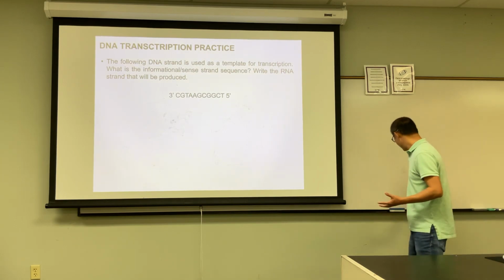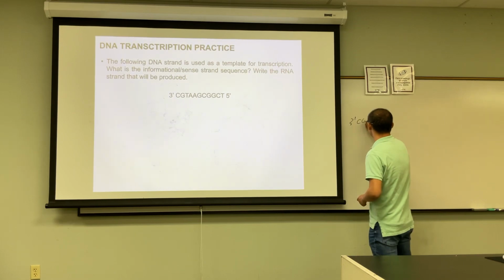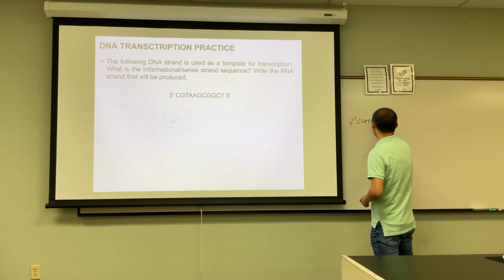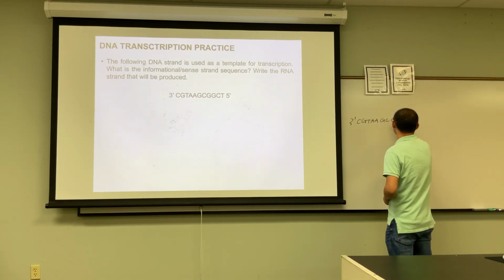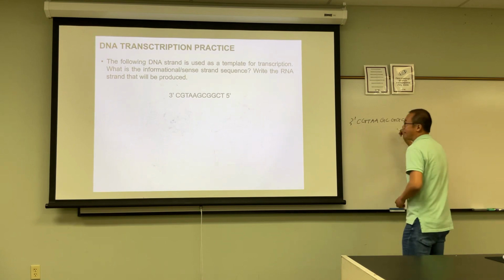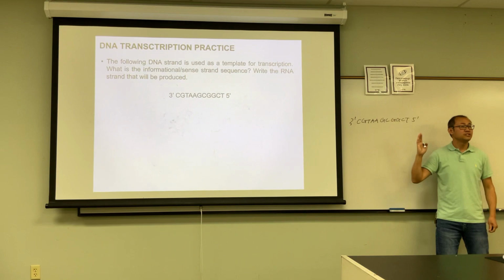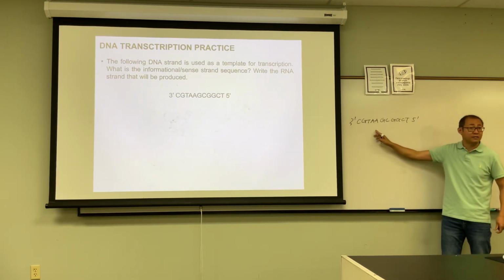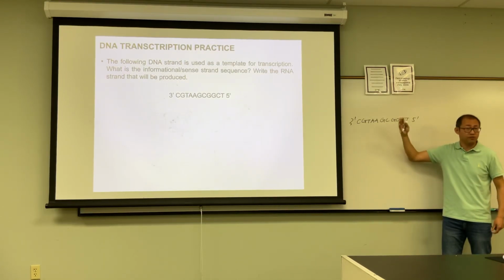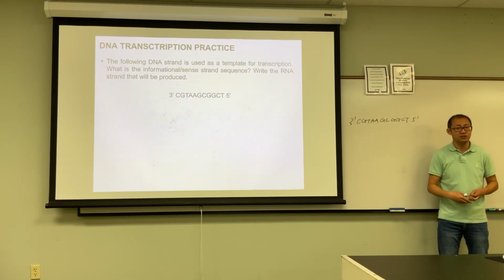So 2 questions. First, the given strand from 3' to 5' is C, G, T, A, A, G, C, G, G, C, T, G, C, G, G, C, T, 5'. Is that right, guys? This is the template strand. Remember, when you hear the word template strand, it is on DNA. You have to first know what strand is on what, and which nucleic acid they're talking about.